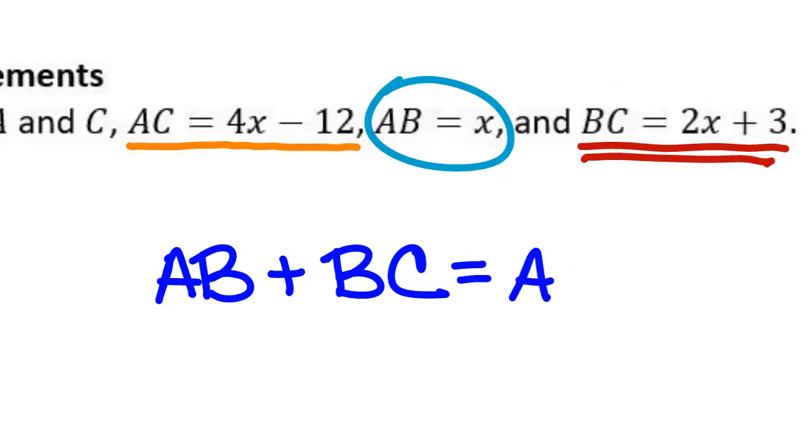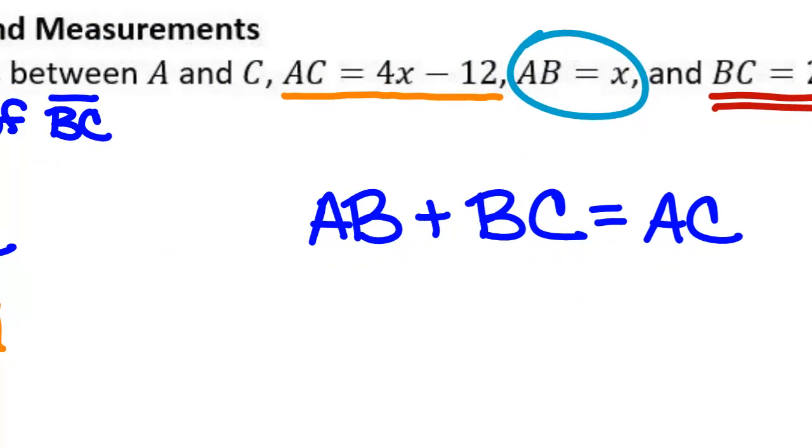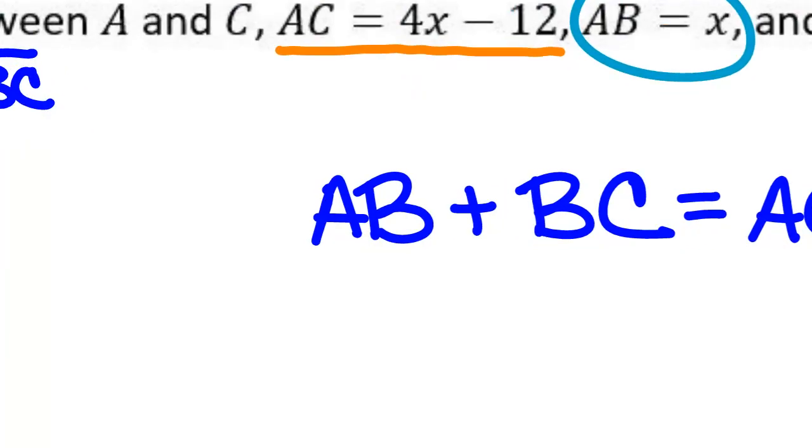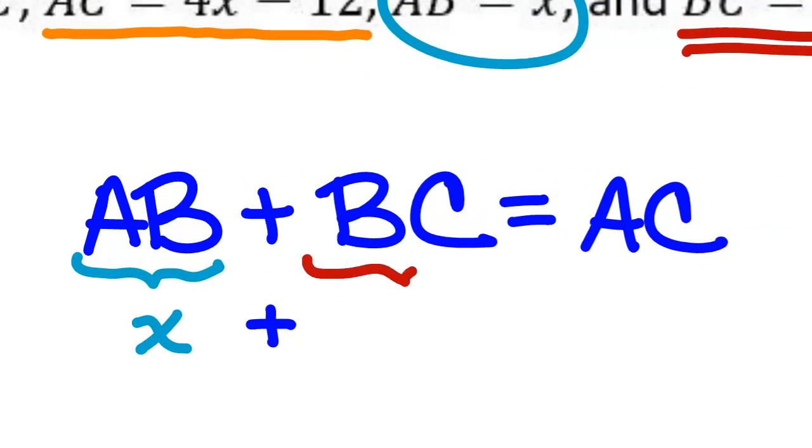AC. Perfect. So we're going to take segment AB, the littlest one, put it together with BC, which is slightly larger but still small. And when I put those 2 segments together, I get the big one, AC. All right, so now I'm going to substitute in their measurements. In the place of AB, I'm going to replace that with the measurement that was x. I'm going to drop down my plus sign. In the place of BC, what are we going to replace that with? 2x plus 3.